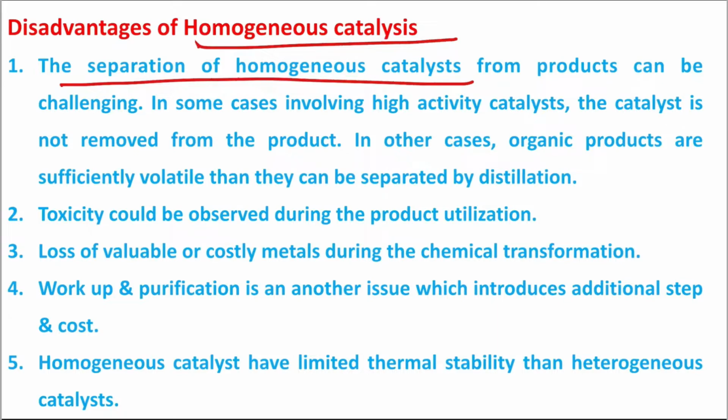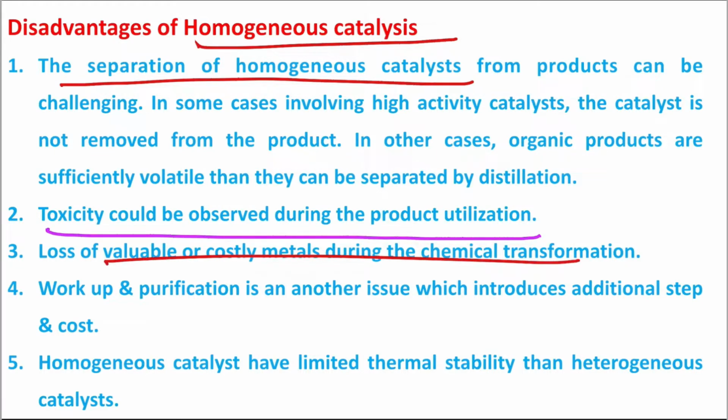Because they are miscible, it is difficult to separate, and that's why sometimes toxicity could be observed, because the catalyst is mixed with the product. Possible. For example, you are preparing a polymer using a homogeneous catalyst. The catalyst is inside the polymer because it is very difficult to separate the catalyst from the polymer. Okay, and in this case, some valuable metal center could be lost during such chemical transformation.